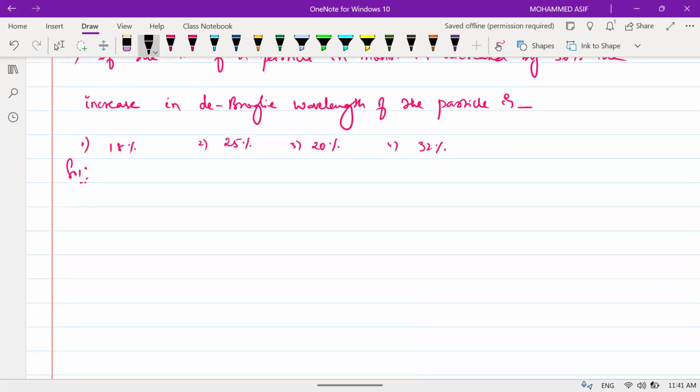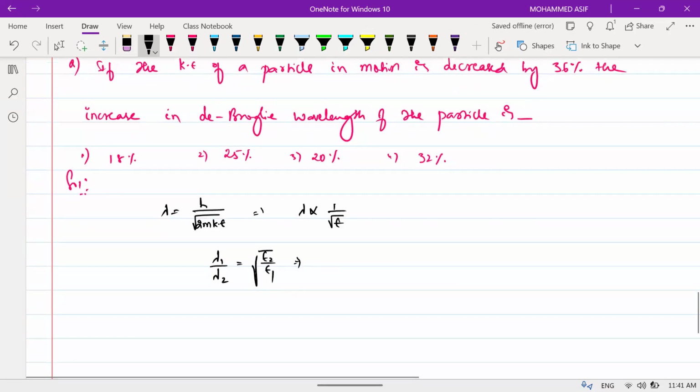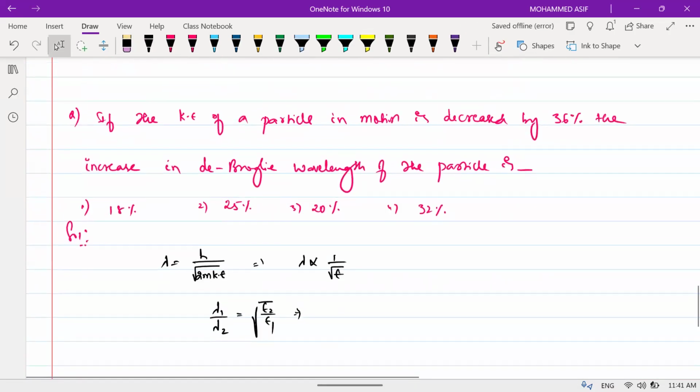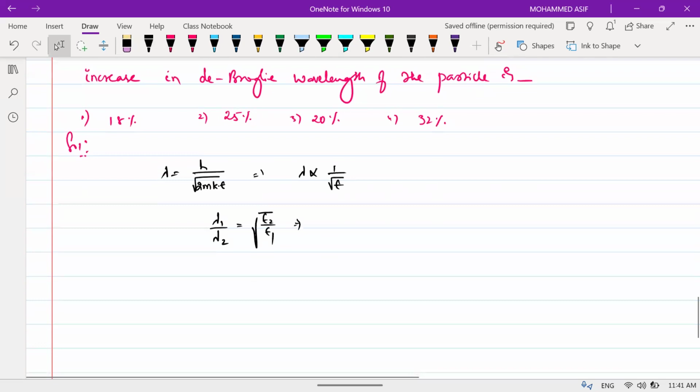What is the de Broglie wavelength formula? Lambda equals h divided by the square root of 2m times the kinetic energy. That means the de Broglie wavelength is inversely proportional to the root of E. So lambda 1 divided by lambda 2 equals the square root of E2 divided by E1. The problem says the kinetic energy is decreased by 36%; the increase in wavelength will be how much?